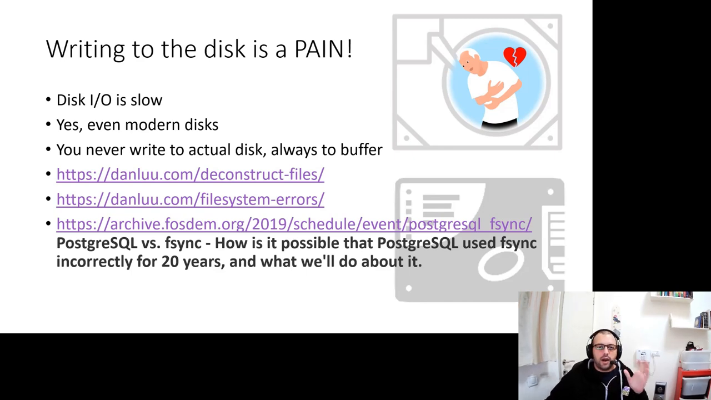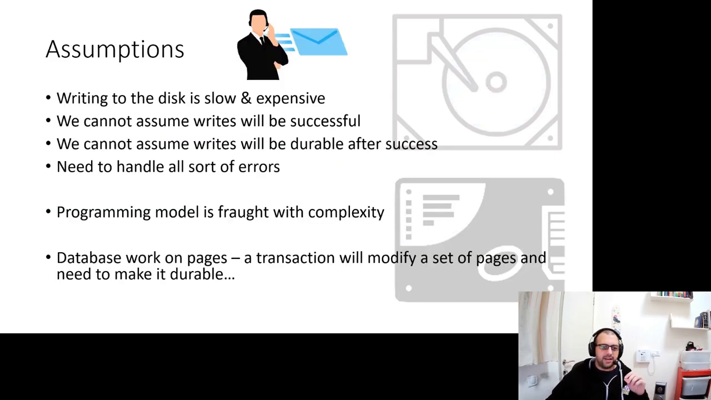So let's talk about how I can get to a durable system. Writing to the disk is really slow. It's even worse than that. Writing to disk in a random location is even slower. So I have to do something about that.